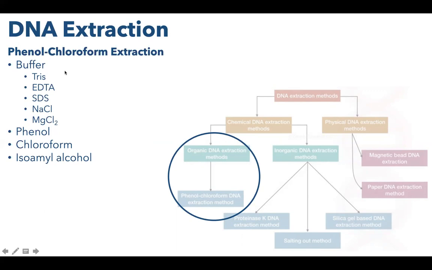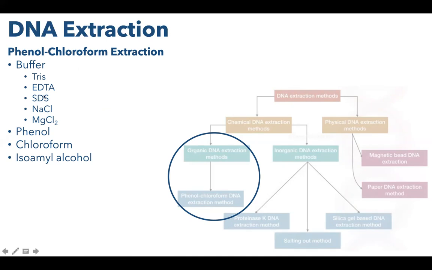In your buffer solution, you have Tris, EDTA, SDS, sodium chloride, and magnesium chloride. As you all know, Tris is the reagent that gives the solution a buffering capacity. EDTA is a chelating agent, and it prevents the action of enzymes that degrade DNA. So whenever you perform DNA extraction or DNA isolation, it is important to have EDTA in your solution.